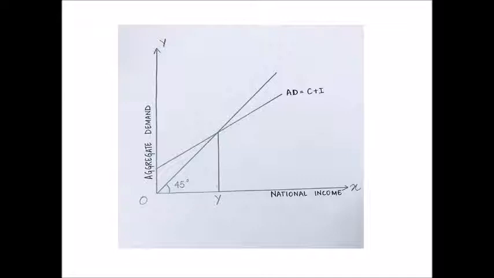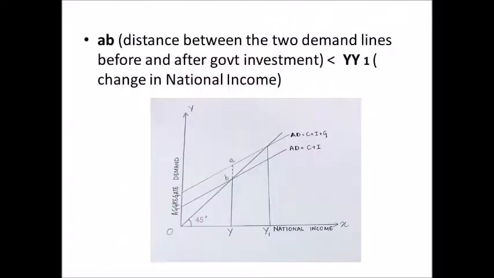X-axis denotes the national income. Now, when the government invests and the aggregate demand rises, the national income moves from Y to Y1. The investment can be denoted by the distance between the two aggregate demand lines, which is AB, and the change in income is YY1. If you notice, the change in national income is more than the change in government investment. Hence, the graph signifies that with government investment, there is a significant change in national income.